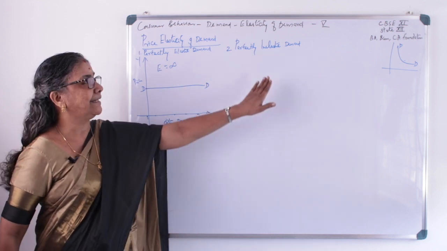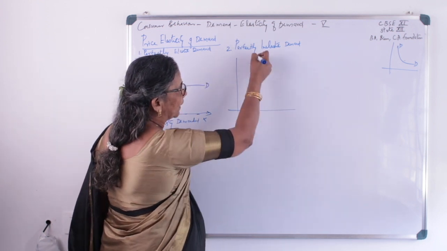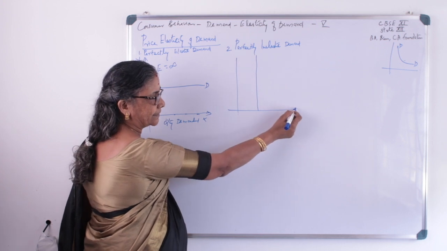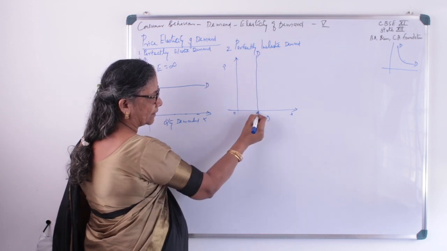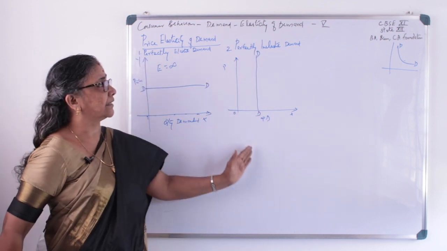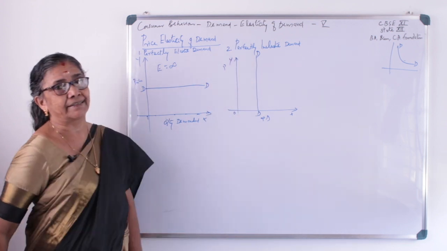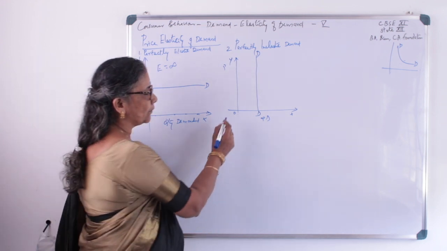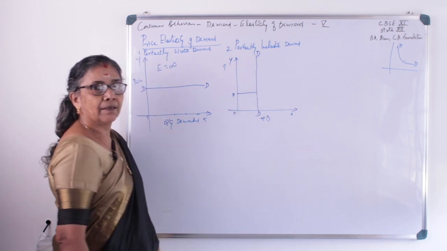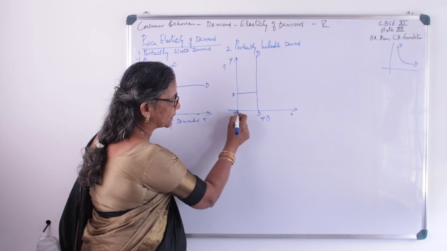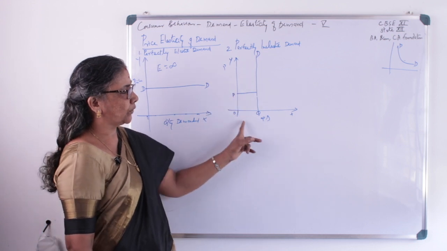Then comes perfectly inelastic demand. What is perfectly inelastic? In the case of perfectly inelastic demand, the same thing: x-axis quantity demanded, y-axis price. Here the demand curve will be a vertical line, parallel to the y-axis. So what is the thing? Suppose OP is the price of the product, he will demand this many units, OQ units. So this is the demand curve, OQ units is demanded.